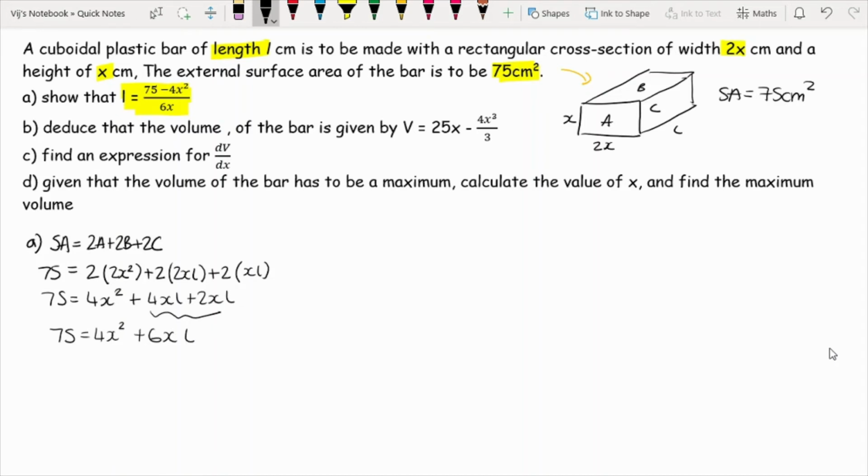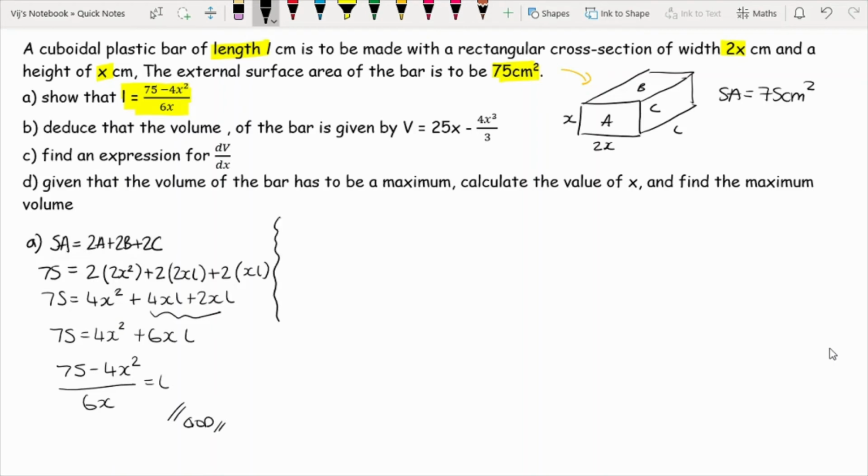Now the question has asked me to make L the subject, so that's exactly what I'm going to do. We're going to have 75 minus the 4x squared, and then all I've got to do is get rid of the 6x, and how do I do that? I do that by dividing, and there I have proved what they wanted me to show.